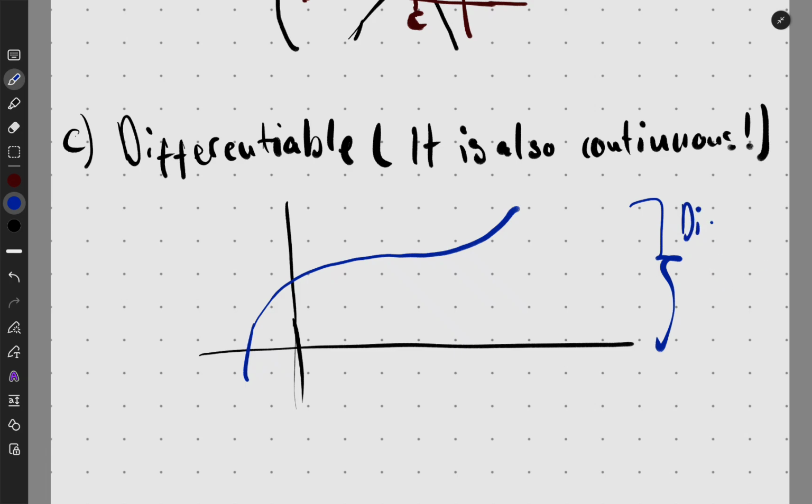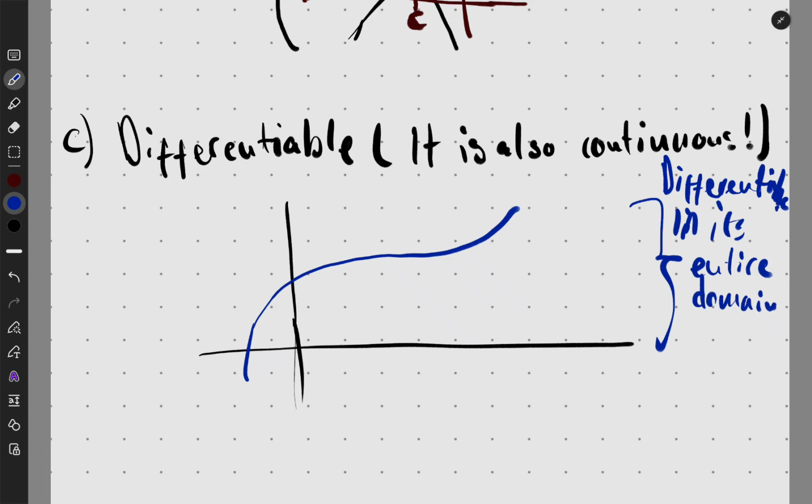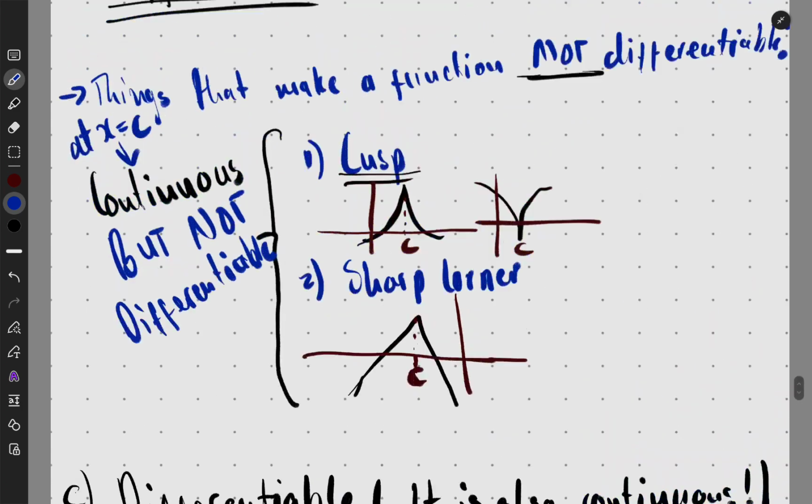So this word differentiable only exists for continuous functions. If it is differentiable everywhere, okay? This thing is differentiable in its entire domain. So in its entire domain, that means the whole thing is differentiable. So there we go. That is the whole thing. So it's like, let's say it starts at -1 and ends at 5. So it's like the domain is -1 less than or equal to x less than 5. Right, that is going to be it, and you are done.